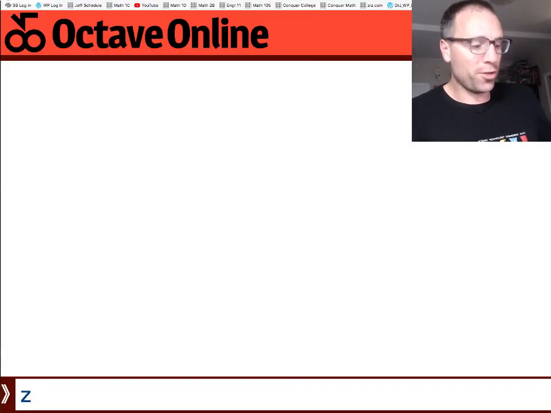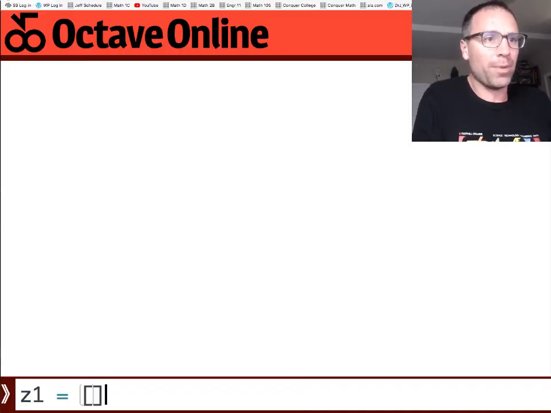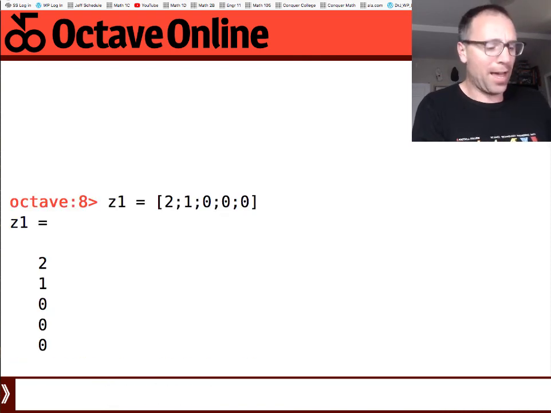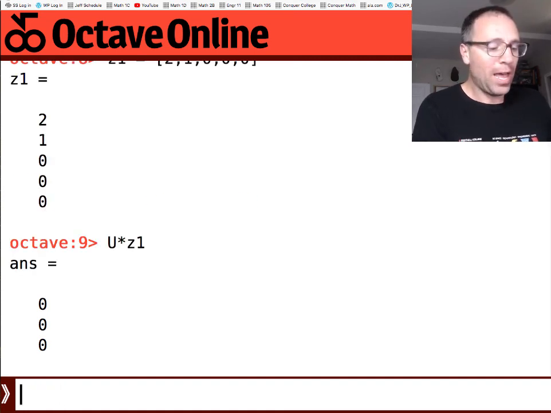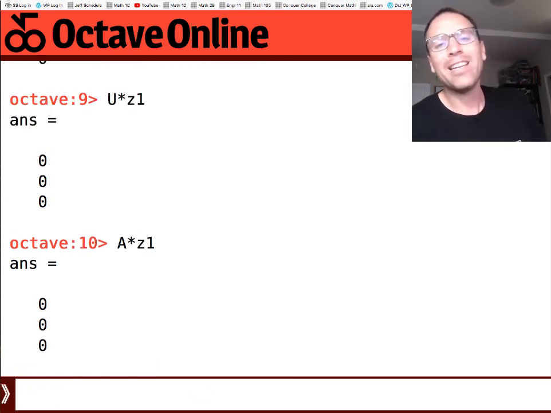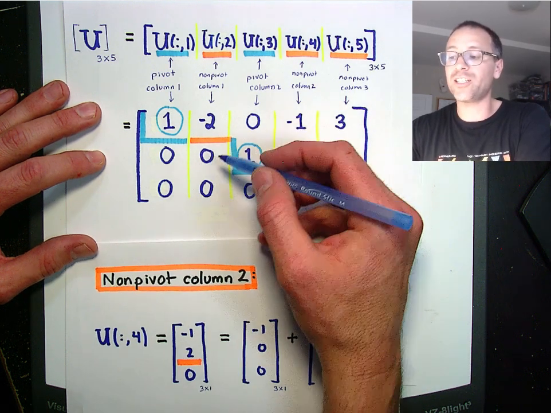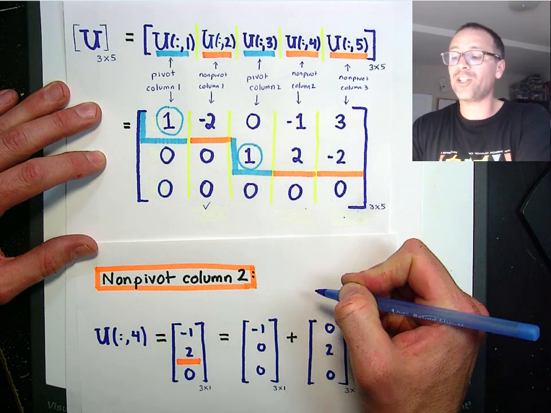Let's go ahead and confirm using a calculator. We just said that z1 was going to be 2, next row 1, last 3 rows were all 0. And then U times z1, indeed, is 0. In fact, A times z1 is also 0. Finding the trivial solution for the special matrix U is equivalent to finding the trivial solution for the matrix A from our original problem. We've made this claim that to find trivial solutions, we're just going to study non-pivot columns. We just finished studying the first one.